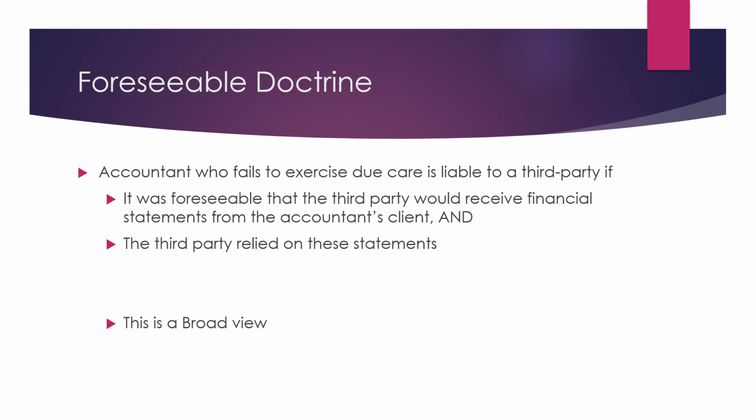Under this doctrine, an accountant is liable to any foreseeable user of the client's financial statements. Liability does not depend on the accountant's knowledge of the identity of either the user or the intended class of the user. So that example that I used above regarding you buying stock and using the statements to do that, if you're in a state with the foreseeability doctrine, there might be some liability there on the part of the accountant. So the rule: an accountant who fails to exercise due care is liable to a third party if, 1, it was foreseeable that the third party would receive financial statements from the accountant's client, and 2, the third party relied on these statements. So that's all you need under that doctrine.